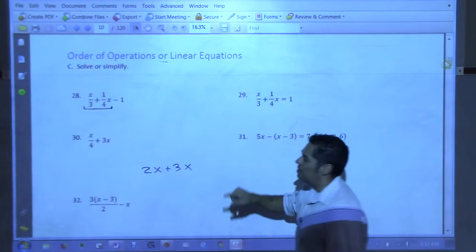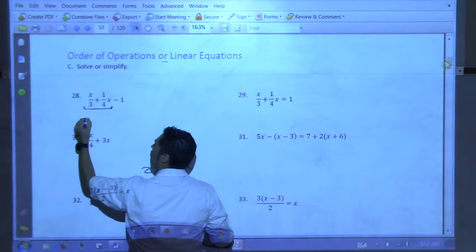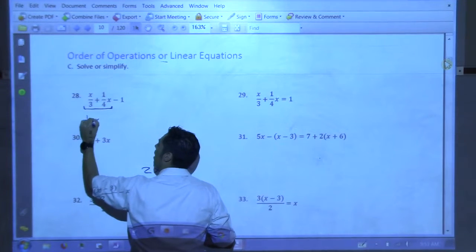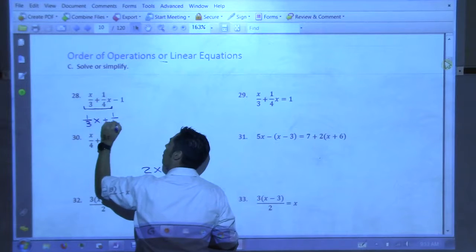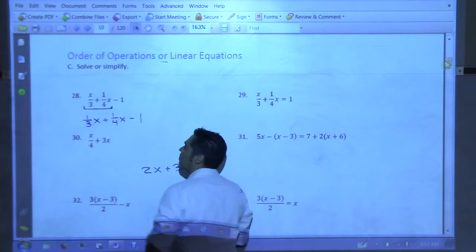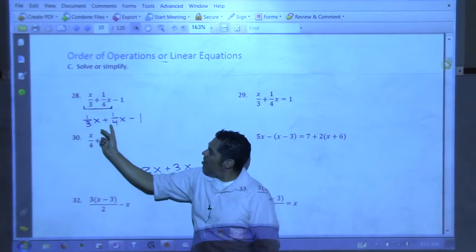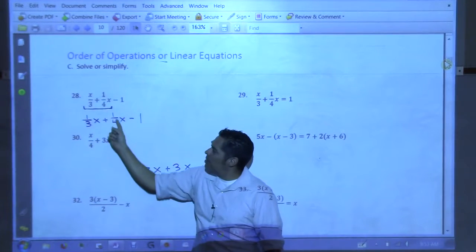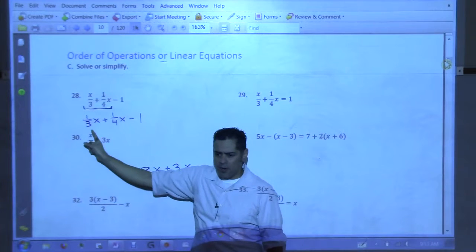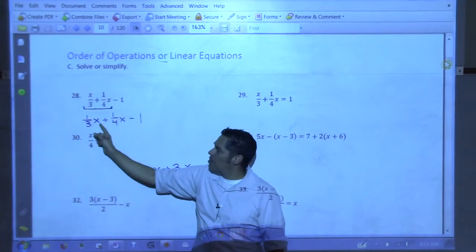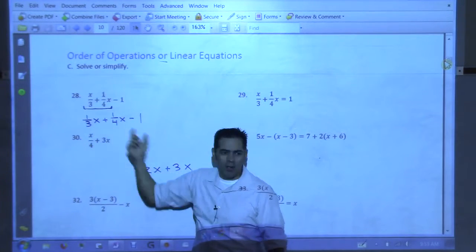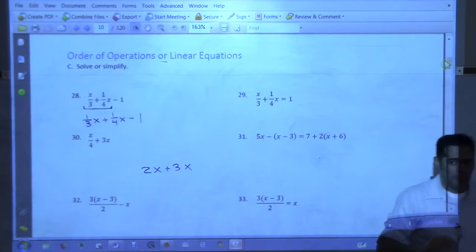So when you look at this, here's the way I want you to see this. This is really 1/3 times x plus 1/4 times x and then minus 1. So these two here are the same as this. Notice how I left the 1/4 x the same, but x over 3 I rewrote it as 1/3 x. That way we can work with these. They look more like one another.